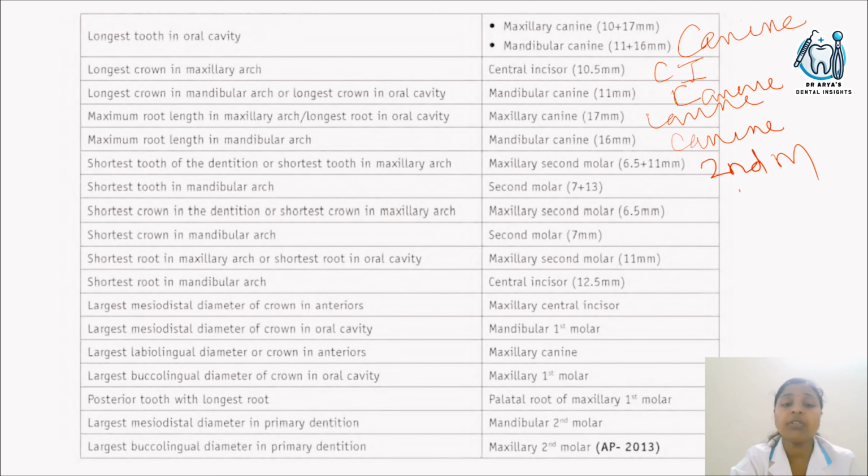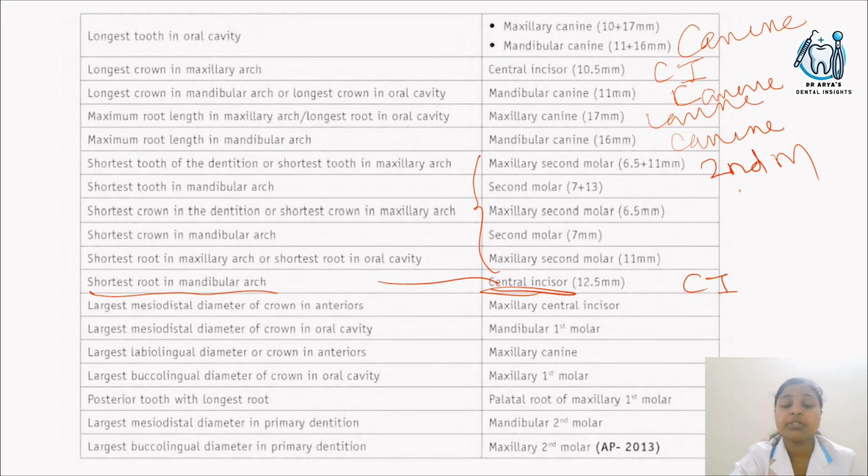Then the shortest crown in dentition, or shortest crown in maxillary arch, is maxillary second molar, and in mandibular arch it is second molar. The shortest root in maxillary arch is maxillary second molar, and shortest root in mandibular arch is central incisor. So shortest root in mandibular arch is central incisor. All other answers are second molar.